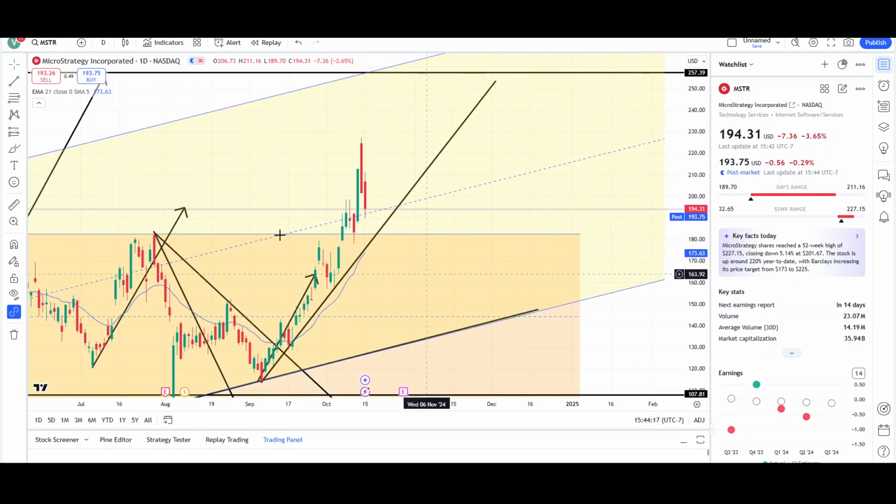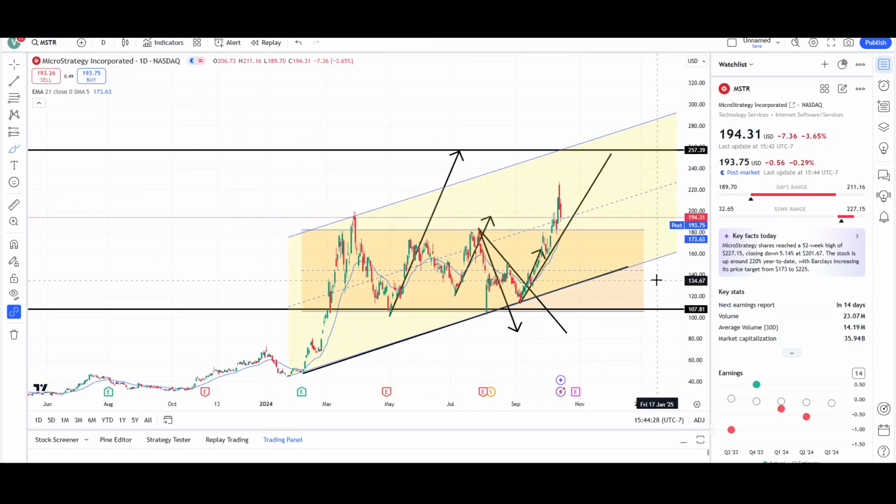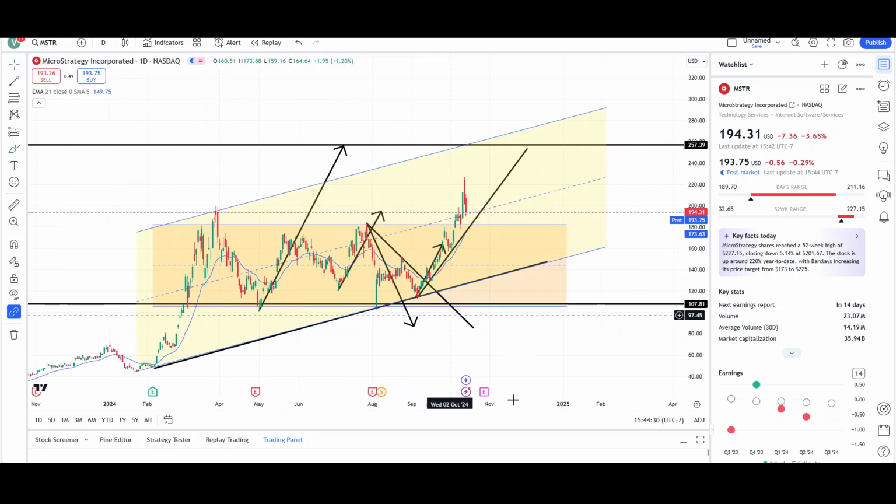It tested it once right over here and failed to get below it. It might be trying it one more time. So that'll be 2 times to get below the range highs, and if it fails, most likely it's going to do the opposite. So overall, pretty good for MicroStrategy Incorporated.